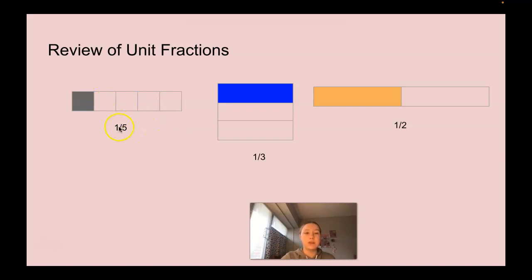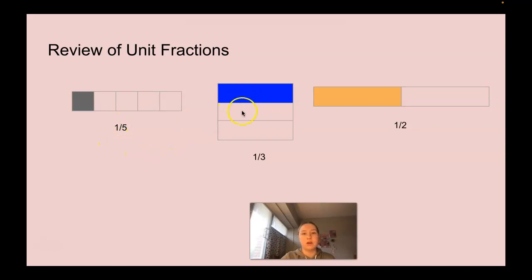We remember that unit fractions always have a 1 in the numerator and any whole number in the denominator. Our denominator is the total amount of pieces. So in this case we have 1, 2, 3, 4, 5 pieces. So that's our denominator, and our numerator is 1 because we're just doing a unit fraction. And as we can see, we only have one piece filled in, so that's where our 1 comes from for our numerator.